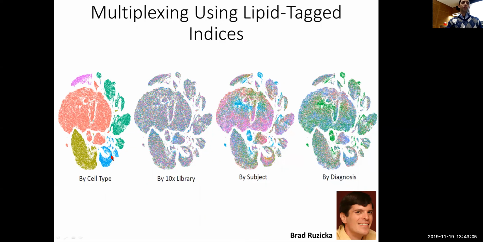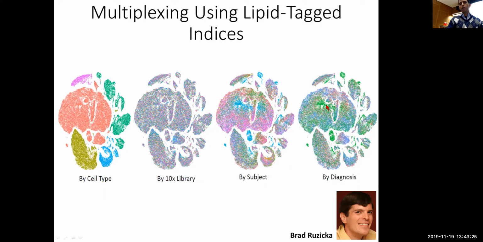Every single dot here is a cell. This is just a 2-dimensional plot that tries to maximally separate the cells that are distinct from each other transcriptionally. This coloring is based on the inferred cell type. This coloring here is based on which 10x library I used. This coloring is by which individual that cell came from. And this is based on which diagnosis it came from.